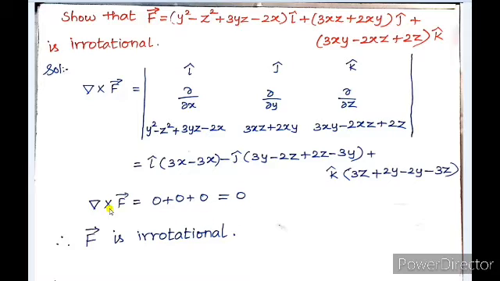Now we got del cross f vector is equal to 0. That means the given f vector is an irrotational vector. So hence proved.